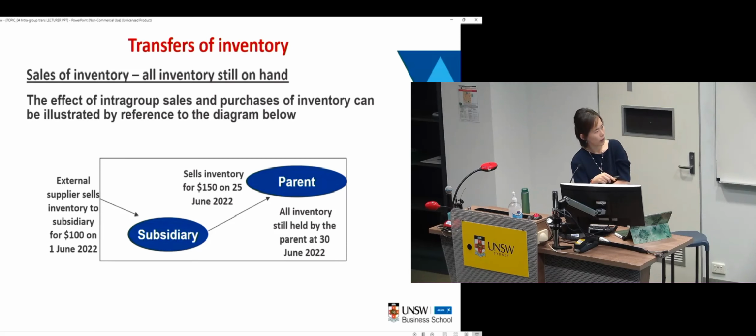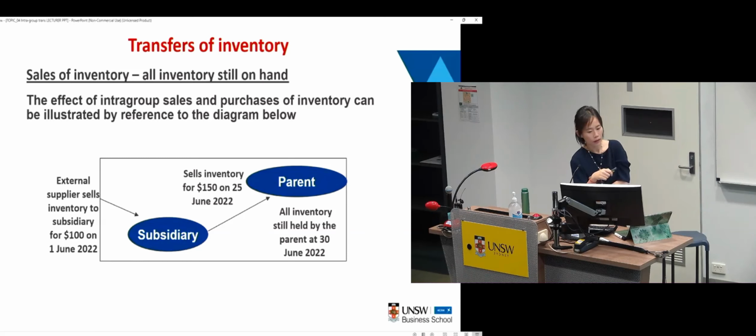Okay. Now, we are assuming all inventory is still held by the parent entity at the end of the current year. Now, you can see the intragroup profit from the sale is 50, right? Using 150 minus 100, that is included in the record of the subsidiary. There is a 50 profit from this intragroup transaction. And all this profit remains unrealized by the end of the current year because all this inventory is still on hand.